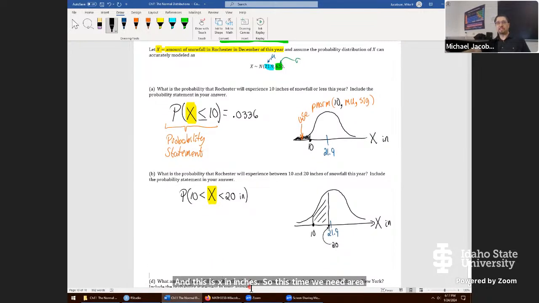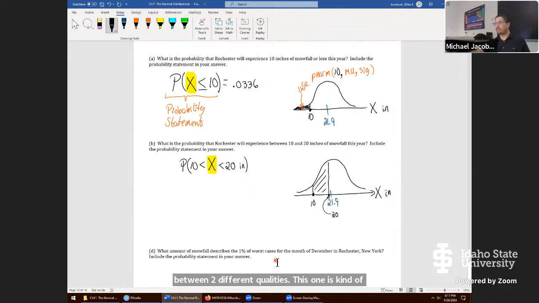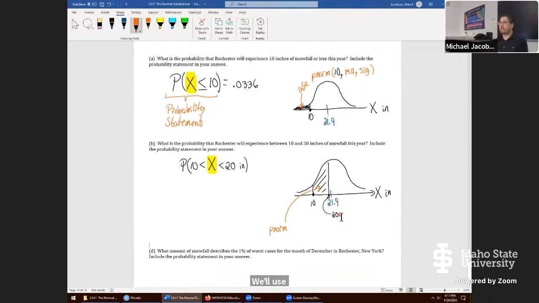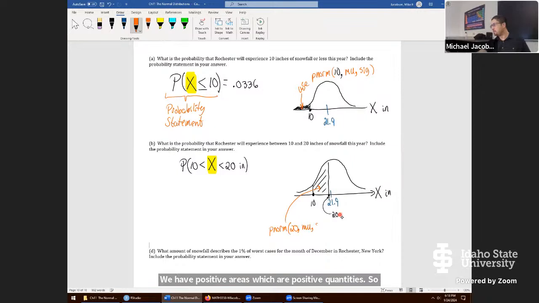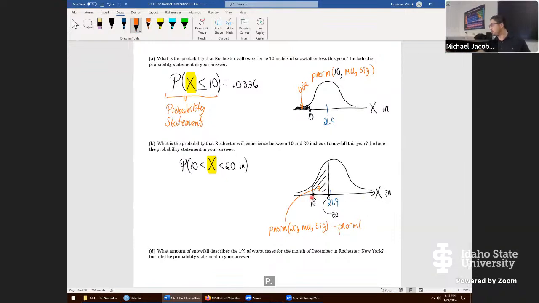This one is kind of annoying in RStudio because we have to write out our syntax twice, essentially. This is what it would look like. To get this area, which is equal to the probability, we'll use pnorm. It'll be the upper value first. And you know you've got it mixed up since you'll get a negative probability, which is impossible. We have positive areas, which are positive quantities. So go pnorm 20, then mu, sigma. After that, we'll subtract pnorm at 10 inches and mu and sigma.